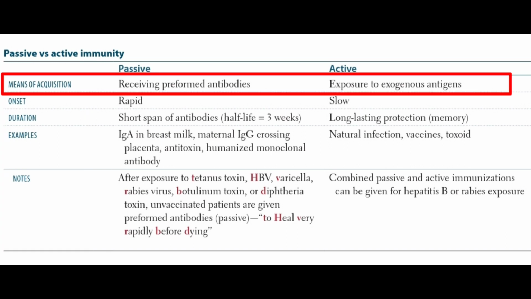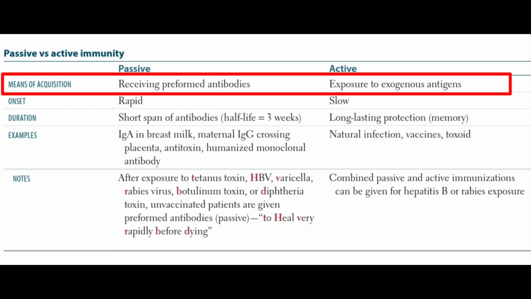The mechanism of acquisition of passive immunity is quite simple. Passive immunity is acquired by receiving preformed antibodies. The preformed antibodies that we make in our laboratory are injected into our body or acquired through various means. It can be given by injection or other routes. So after receiving those antibodies already made in the lab, we get passive immunity, whereas in active immunity there is exposure to exogenous antigen.